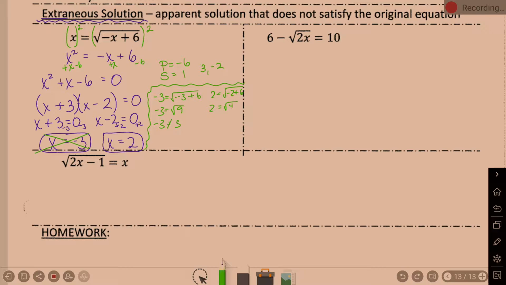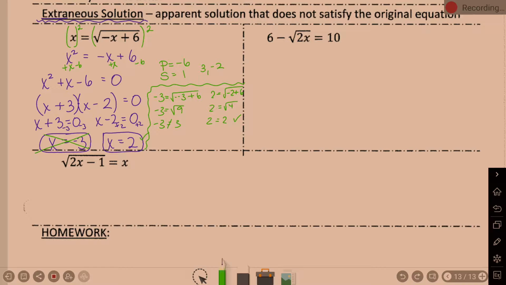Negative 2 plus 6 is 4. Square root of 4 is 2. And then we come up with 2 equals 2, so 2 does work. Are we okay with how we check those?